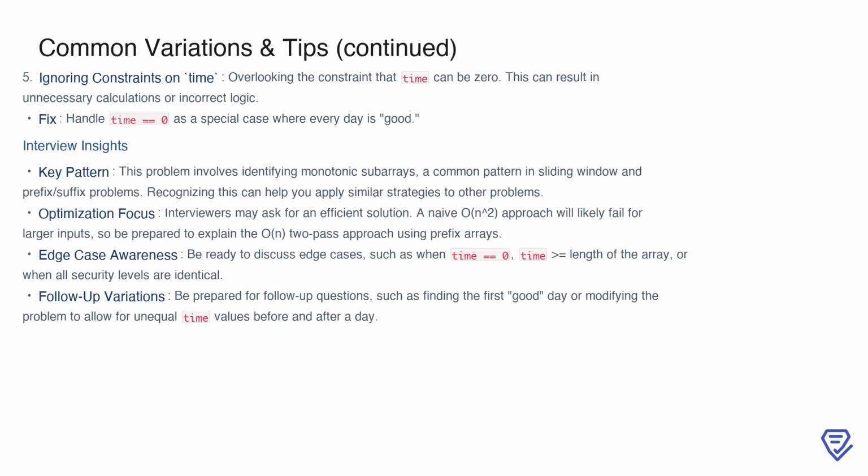Be prepared to discuss edge cases in detail, such as when time is 0, when time is greater than or equal to the length of the array, or when all security levels are identical. Finally, you might encounter follow-up variations, such as finding the first good day or modifying the problem to allow unequal time values before and after each day, so keep these potential changes in mind.